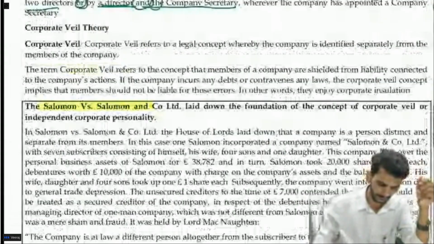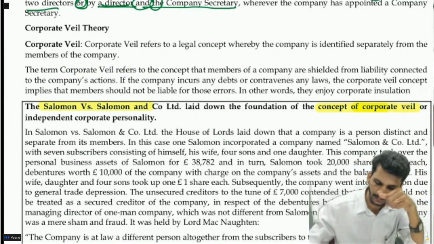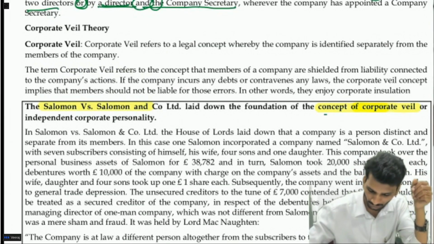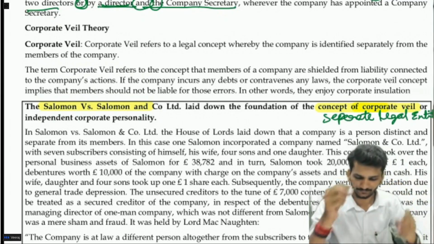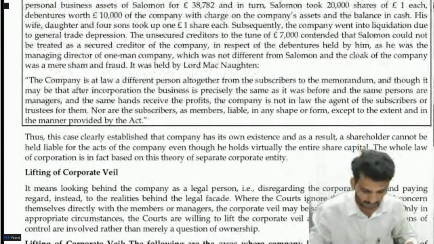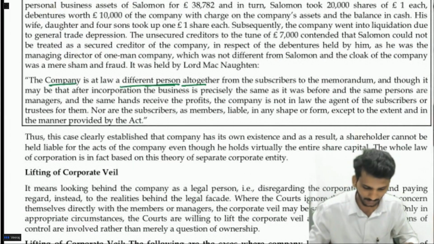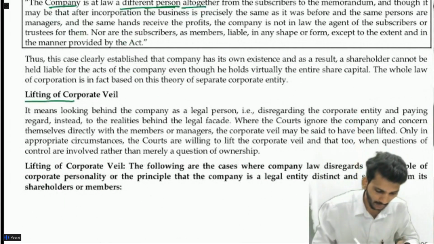This is given for the corporate veil. What is the concept of the corporate veil? It is separate legal entity. They said different person altogether, company and person are different. That's okay. Now comes the lifting of the corporate veil. Very important.